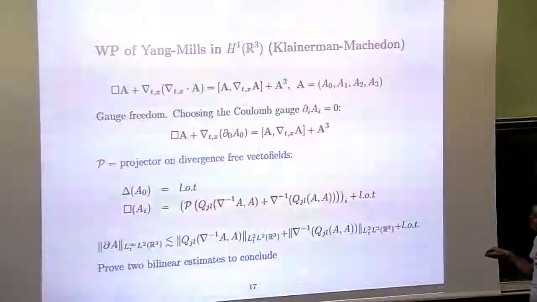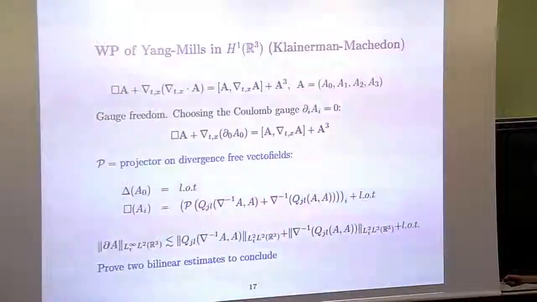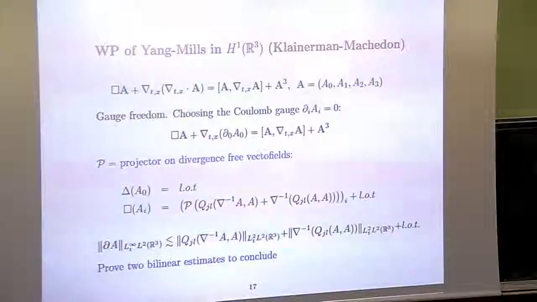But picking a gauge allows you to encode this. So you project on the divergence free field, you see these null forms. You see that you have two types of null forms, Q of d^-1 A, A and d^-1 of Qjl(A, A). Let's not worry about this gradient minus one. Just imagine that I'm gaining a derivative. It doesn't matter how. It's actually through a div-curl system, because I project on divergence free vector field, but it doesn't matter.